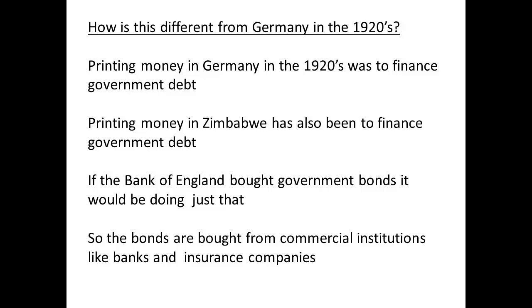These statements are both true, but in both cases the money was printed to finance government debt or public debt. If the Bank of England were buying government bonds, then it would be doing exactly the same thing. This is why the Bank of England is buying the bonds created by commercial institutions such as the banks and insurance companies.